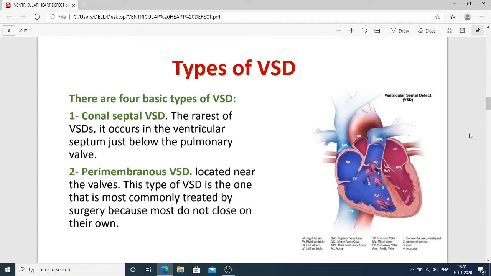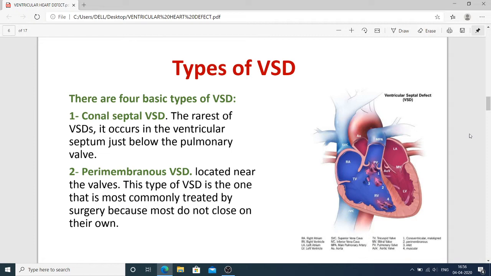Types of VSD. If you want to understand it better, kindly see the diagram given in this picture. In this slide of ventricular septal defect, there are some numbers in the right ventricle: 1, 2, 3 and 4. It helps you to understand better. The first one is conal septal VSD. In the diagram, you can see it near the pulmonary valve, number 1.